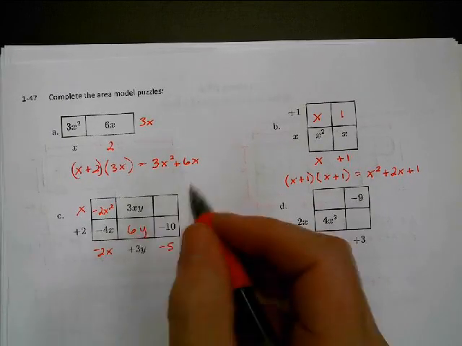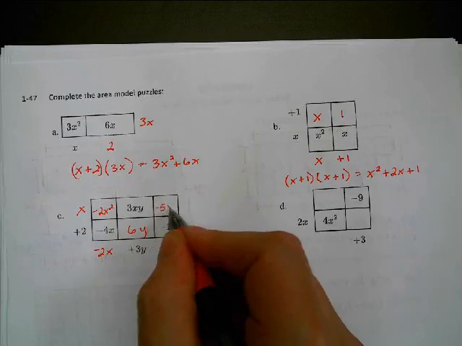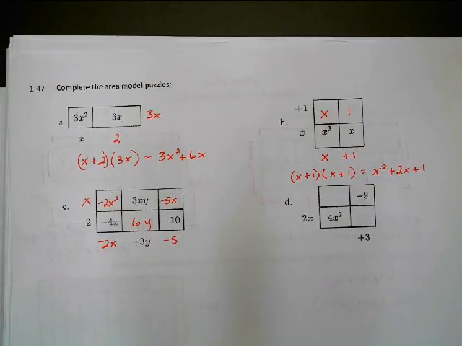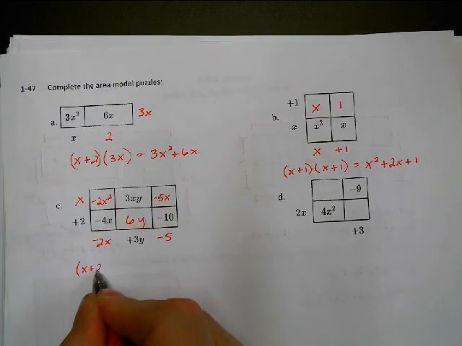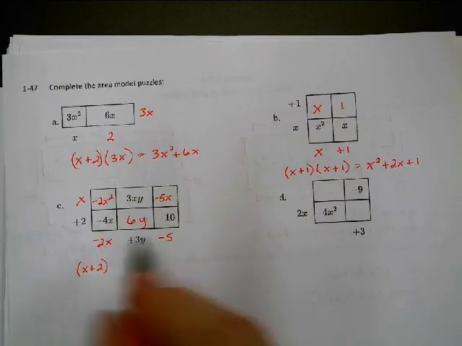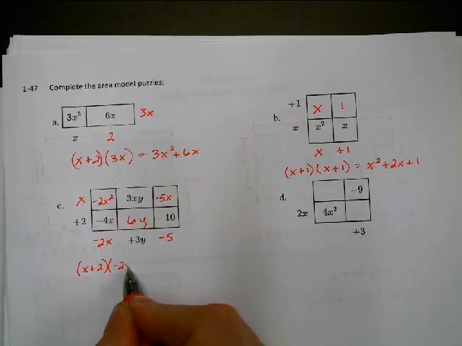So I can write it as a product, x plus 2, times this stuff, negative 2x plus 3y minus 5. So that's written as a product.